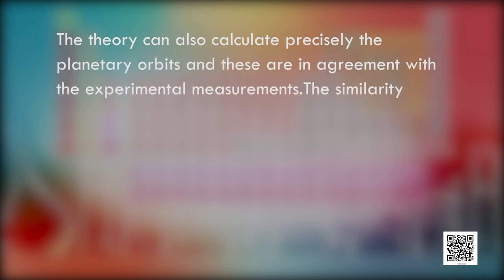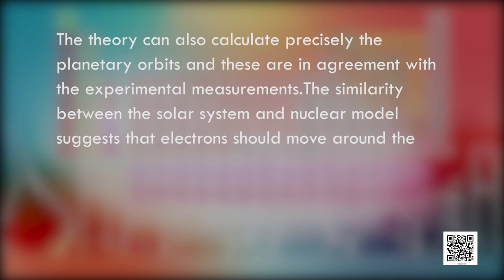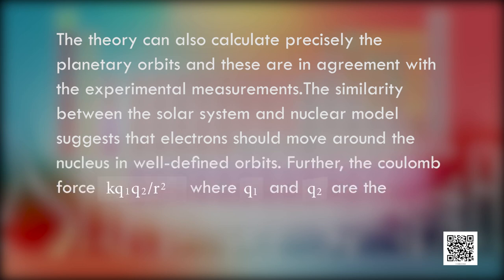So, my dear students, you must have learnt in your physics class about Newton's laws of motion. Classical mechanics draws from Newton's laws of motion, and it is applicable to macroscopic objects. So, what was Rutherford trying to say? That as Newton's laws and classical mechanics are applicable to the solar system, in a similar manner, this property of attraction between masses separated by a distance is applicable to his nucleus and the electrons. The classical mechanical theory can also calculate precisely the planetary orbits, and these are in agreement with the experimental measurements. The similarity between the solar system and the nuclear model suggests that electrons should move around the nucleus in well-defined orbits like the planets.